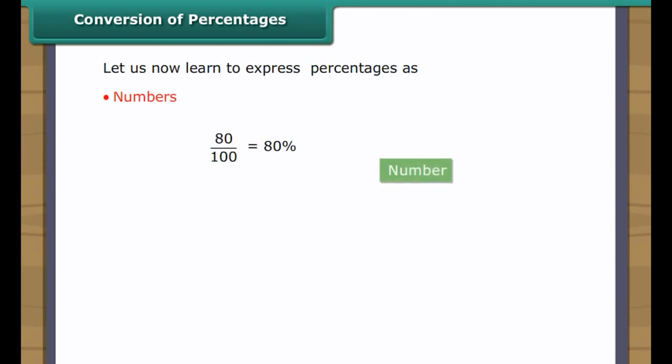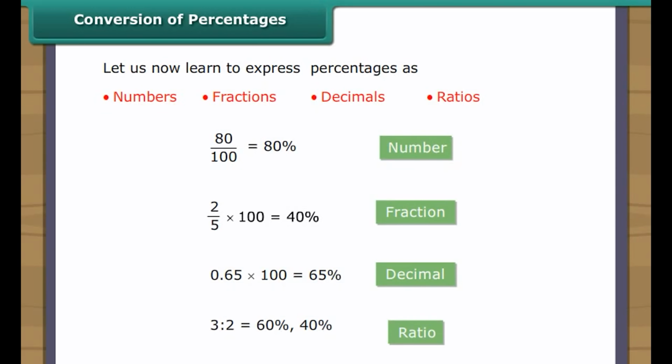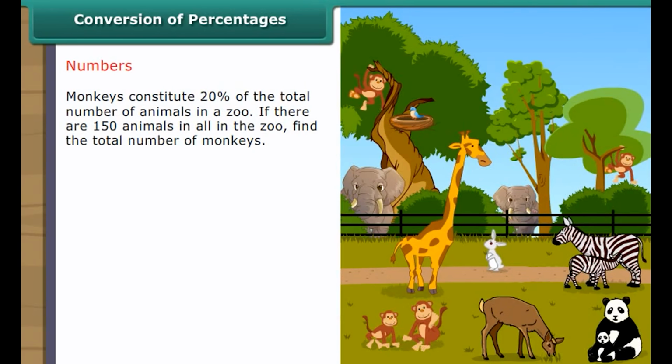Conversion of percentages. We can now express numbers, fractions, decimals and ratios as percentages. Let us now learn to express percentages as numbers, fractions, decimals and ratios. Numbers. Monkeys constitute 20% of the total number of animals in a zoo. If there are 150 animals in all in the zoo, find the total number of monkeys.